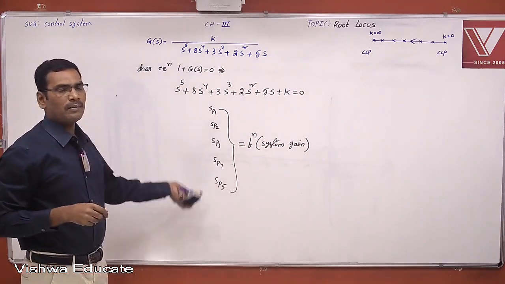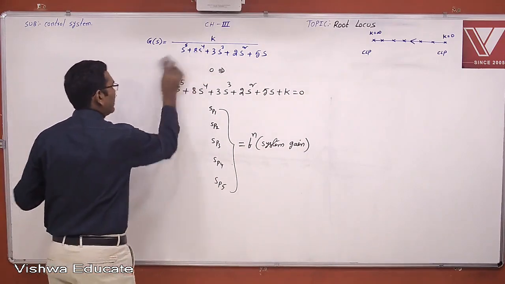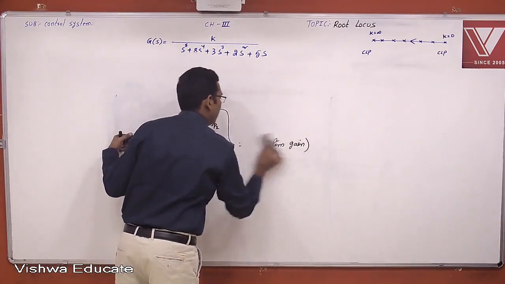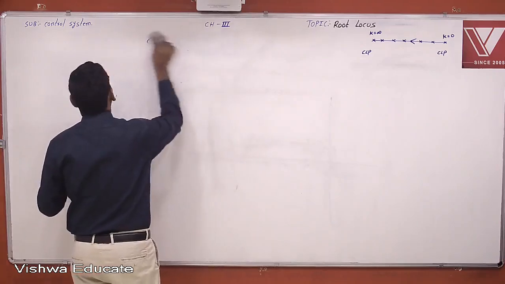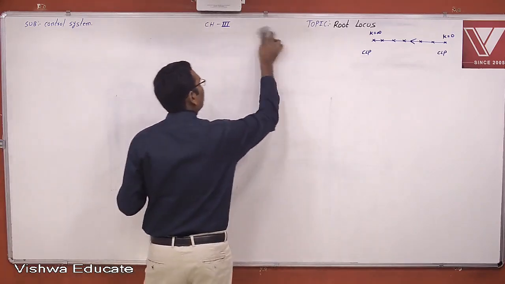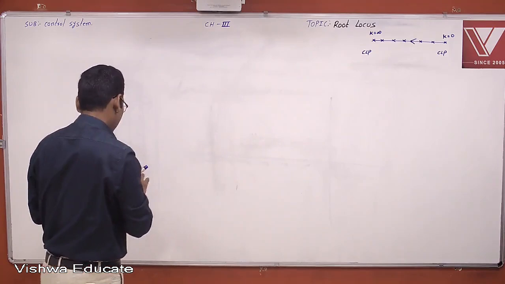But here the problem is that it is difficult to draw the root locus diagram because it is difficult to find the poles location. So how can we overcome that particular situation? Okay, we will see. So I will take a small example.